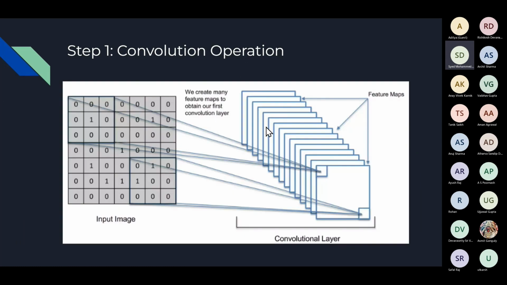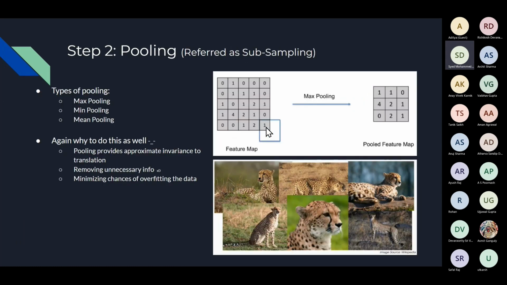So we have done quite a bit. One more step, we have more steps, and the second step is pooling. Also in this research paper, it is referred to as sub-sampling, right? So what happens in pooling?